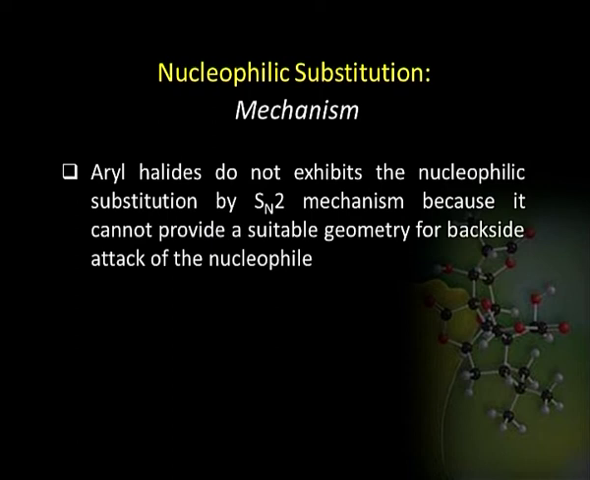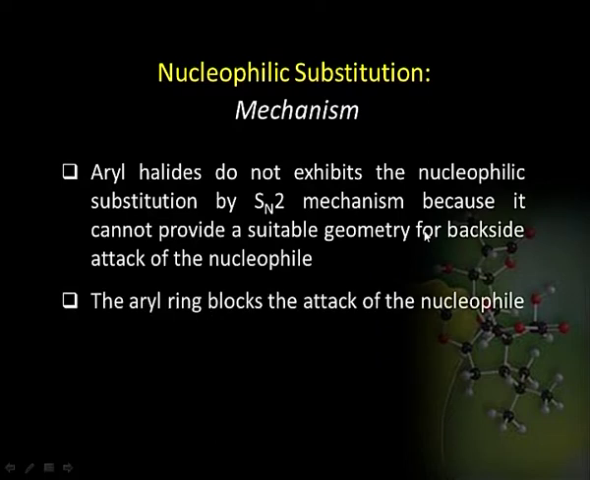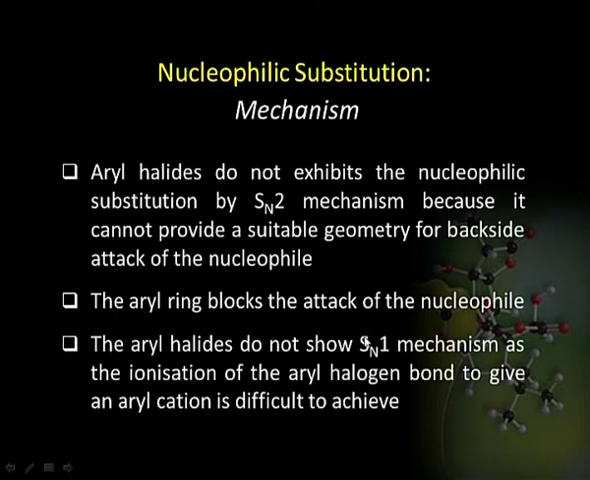The mechanism of nucleophilic substitutions, as was said earlier, cannot be an SN2 type of mechanism because it cannot provide a suitable geometry for backside attack of the nucleophile. The aryl ring blocks the attack of the nucleophile. Therefore, the aryl halides do not show SN2 mechanism. Aryl halides do not show the SN1 mechanism also, as the ionization of an aryl halogen bond to give an aryl cation is difficult to achieve.